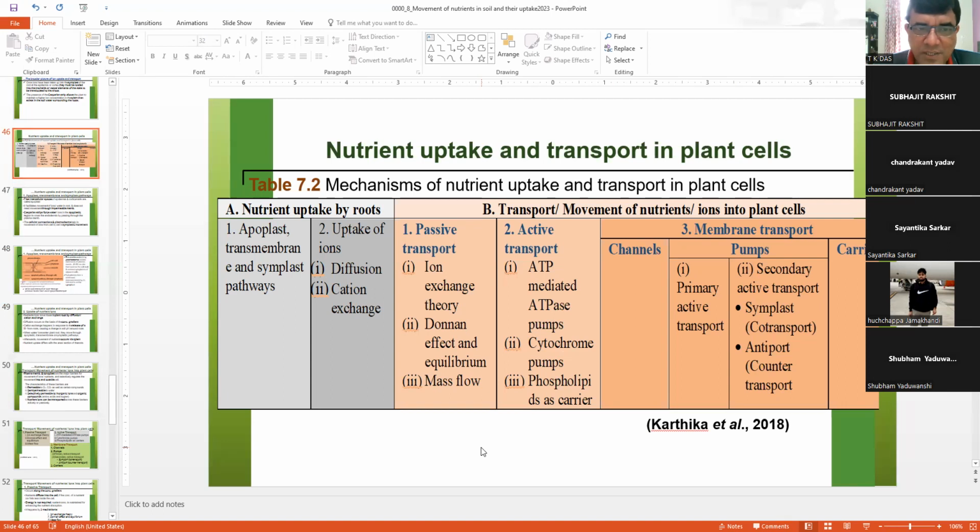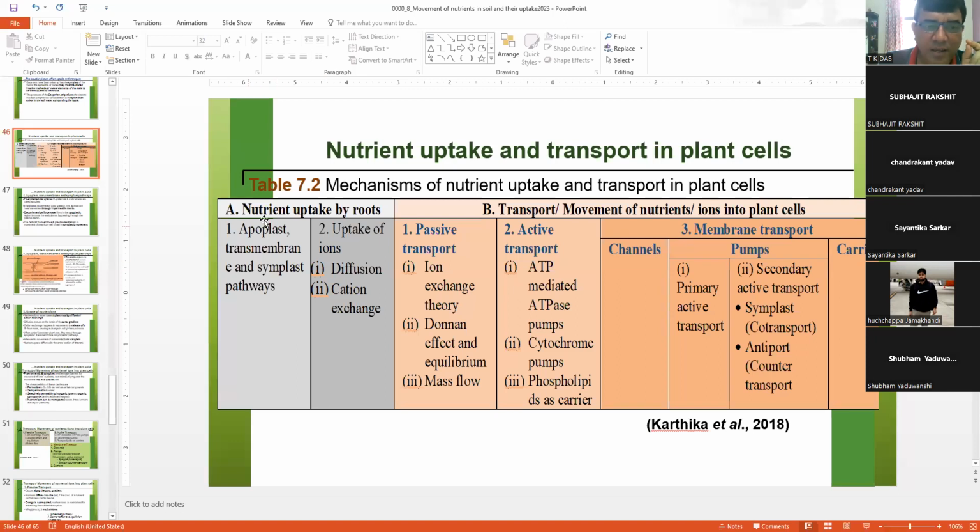So in this case, you can see the mechanism of nutrient uptake and transport in plant cells. You can see nutrient uptake by roots. So the first part could be the uptake of nutrients by root. The second part is that they must be transported. Once they are taken inside the root or root hair, they must be transported to the xylem. So transport or movement of nutrients or ions into plant cells: how they can enter the cells and from one cell to another cell and so on.